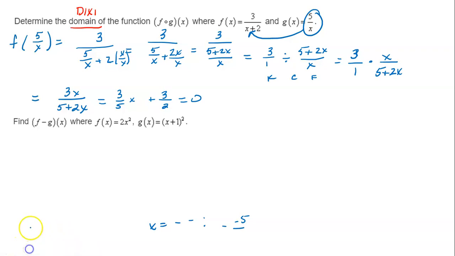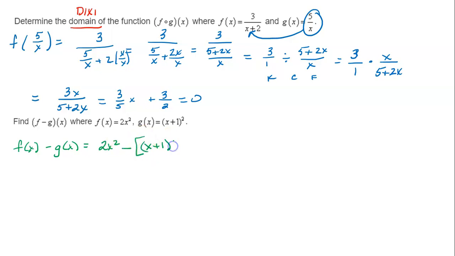Okay, the next one's not too bad. Let me get rid of that extra. Anyway, I want to pick a different color, so like green. Okay, f of x minus g of x. So f of x minus g of x is 2x squared minus this squared. So what we're going to have to do is FOIL this. Okay, so FOIL.